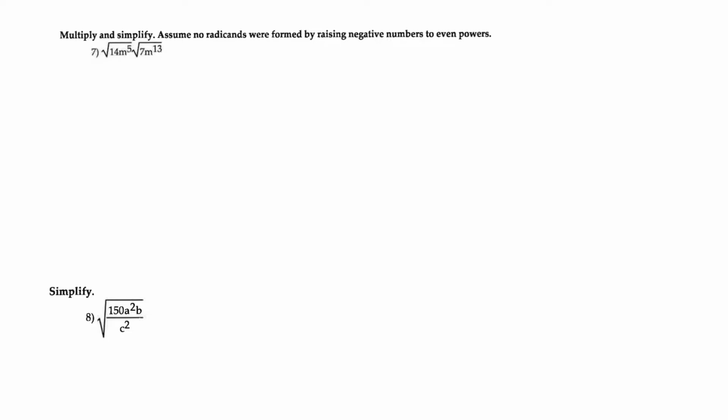Here are some questions that deal with radicals. First, when they say multiply and simplify. So one rule is when you're multiplying two radicals, you can write it within one radical and then multiply the two things that are underneath that. So I'm going to try that with this question.